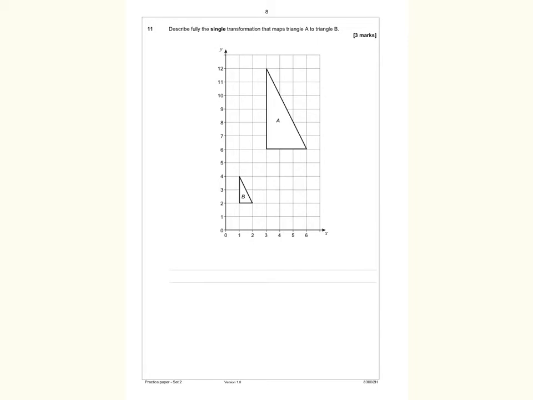And this time we can see that the scale factor is going to be a fraction, because we went from a length of 3 to a third of that, which is 1. And if you look here, we've got 1, 2, 3, 4, 5, 6, and 6 divided by 3 is 2. So it's an enlargement by scale factor 1/3. When we say an enlargement, because it's asking us to describe fully, we do need to give a center of enlargement.